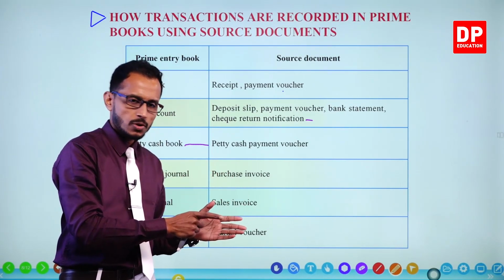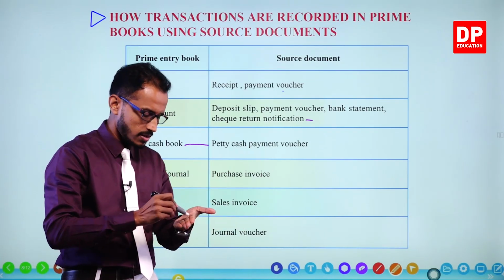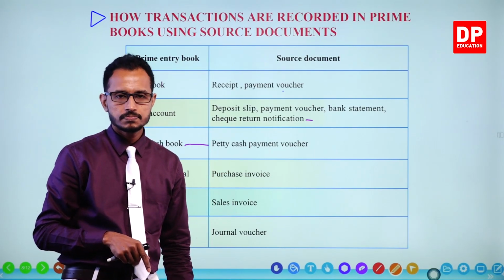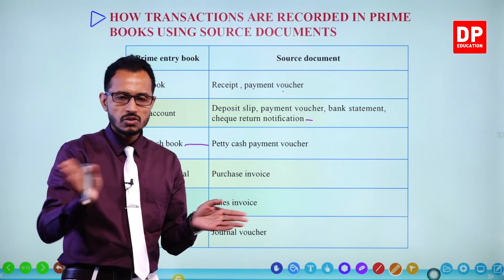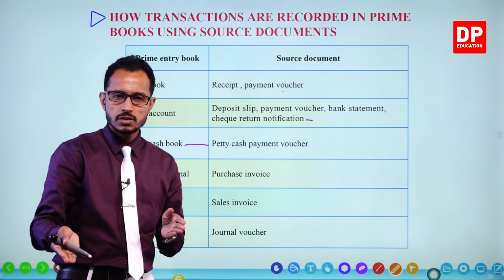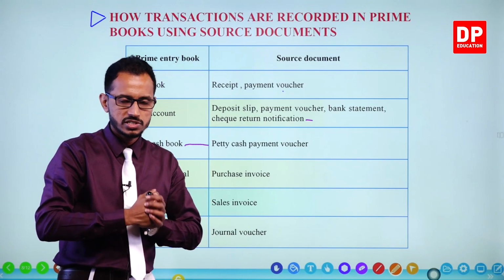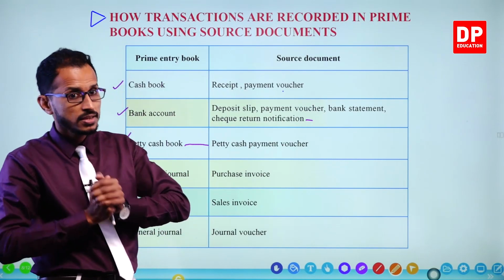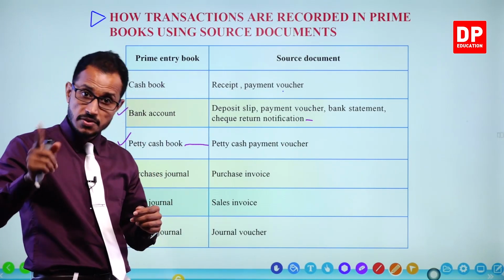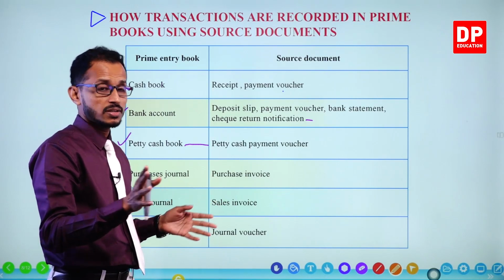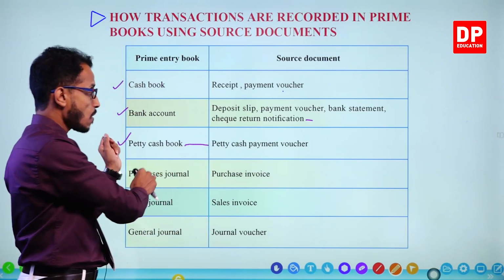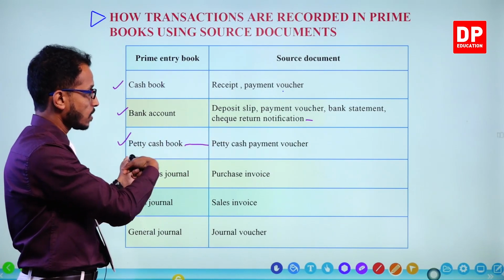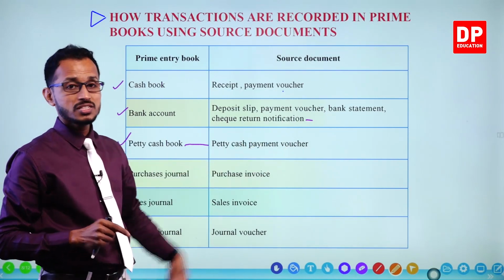You keep a petty cash voucher book in your business and you write and issue petty cash vouchers whenever a petty cash payment is done. As always, the original is issued, the copy is kept. That copy is used to record every transaction that has happened during the day in the petty cash book. For the petty cash book, the relevant source document is the petty cash voucher.